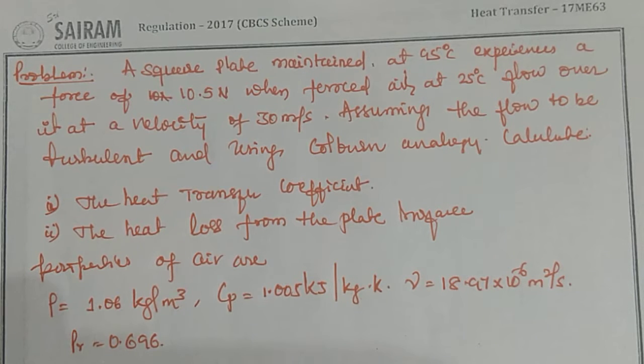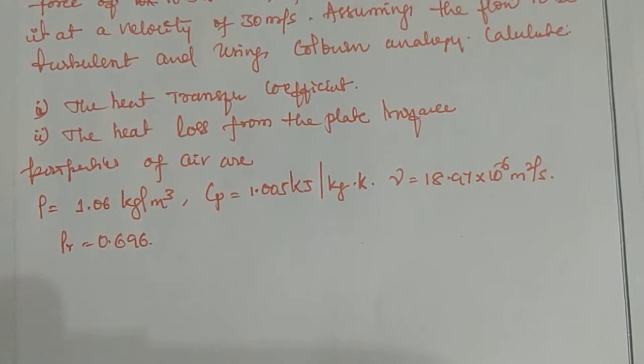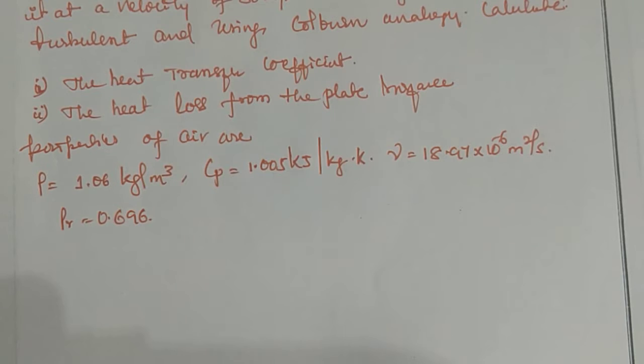The properties of the air are already given: the density is 1.06 kg per meter cube, specific heat 1.005 kilojoules per kg Kelvin, kinematic viscosity 18.97 into 10 to the power of minus 6 meters square per second, and Prandtl number 0.696. So this is the data. We have to solve the problem using the Colburn analogy. From that method we solve the equation to find the heat transfer coefficient as well as the heat loss from the plate surface.